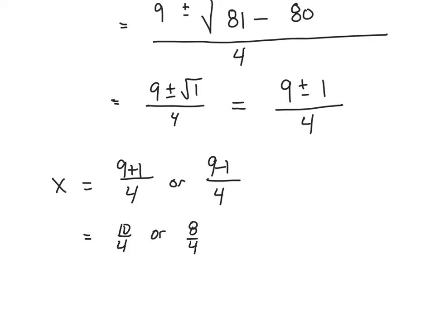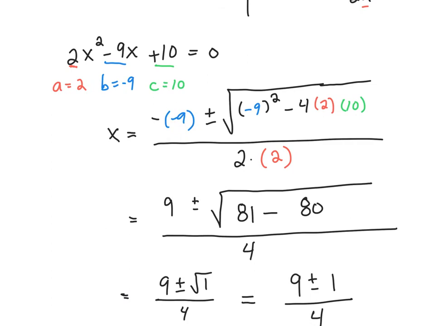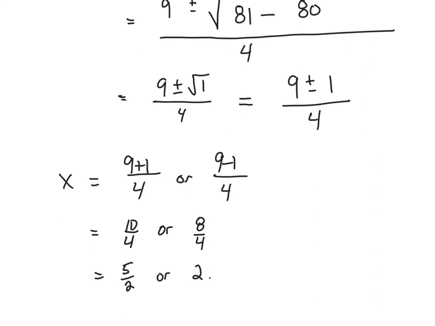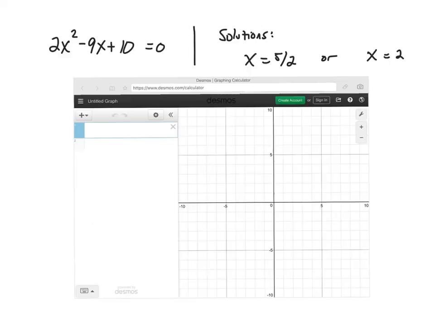And so what I see is that 10 fourths, if I reduce that fraction, I get 5 halves. 8 fourths, if I reduce that fraction, I get 2. Okay, so what this tells me is the solutions to my quadratic equation. Now, my quadratic equation is way up here. So the solutions to this quadratic equation, 2x squared minus 9x plus 10, are, down here, 5 halves or positive 2. So if I wanted to know the solutions, we have this here. All right, so I'm going to pause the video and let's bring up a Desmos window. Let's see if we can make sense out of this in Desmos.